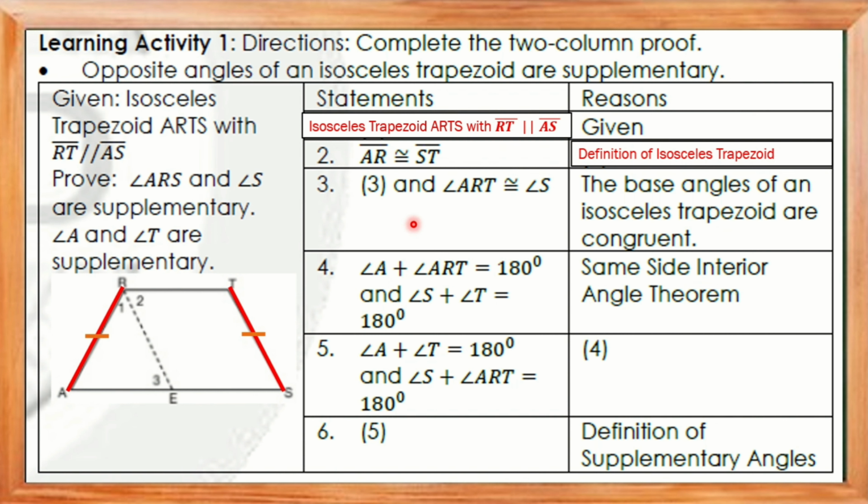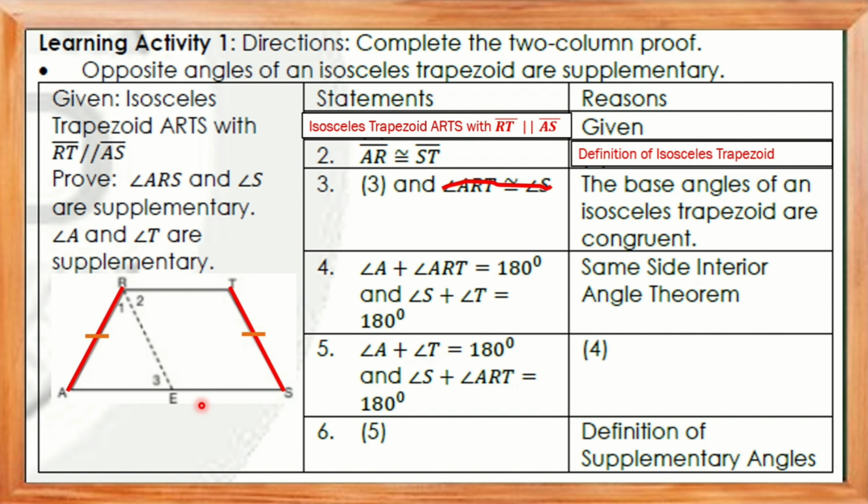Okay, next, we have statement number 3. So, yan. So, may correction lang tayo dito kasi nakalagay dito yung angle R, this one, ART is congruent daw to angle S. So, as you can see, yung relationship ni angle R at ni angle S ay opposite angles. So, they are not congruent, they are supplementary. So, correctionan lang natin to. Error lang yan. Okay, so ang reason natin dito, the base angles of an isosceles trapezoid are congruent.